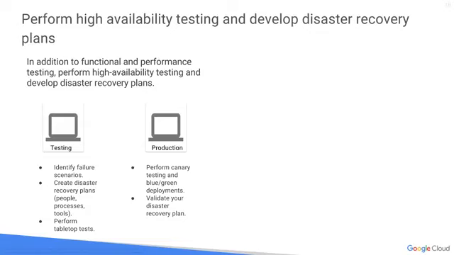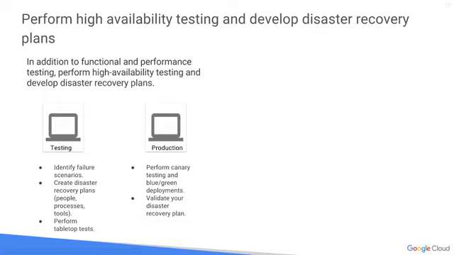Identify failure scenarios and create disaster recovery plans that identify people, processes, and tools for disaster recovery. Initially, you can perform tabletop tests. These are tests in which teams discuss how they would respond in failure scenarios, but don't perform any real actions. This type of test encourages teams to discuss what they would do in unexpected situations.